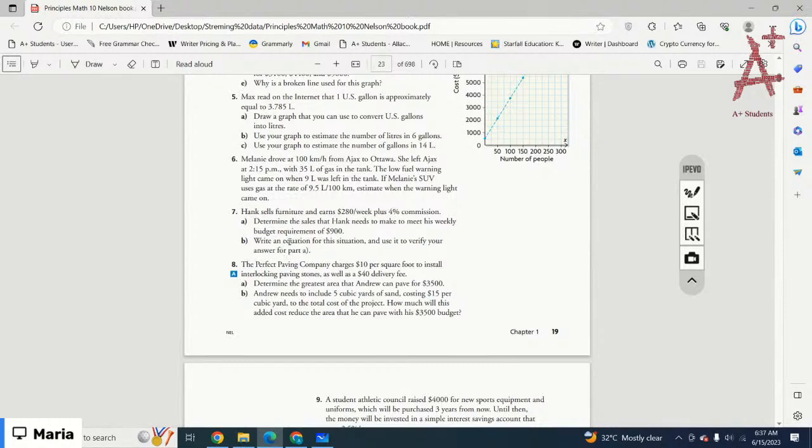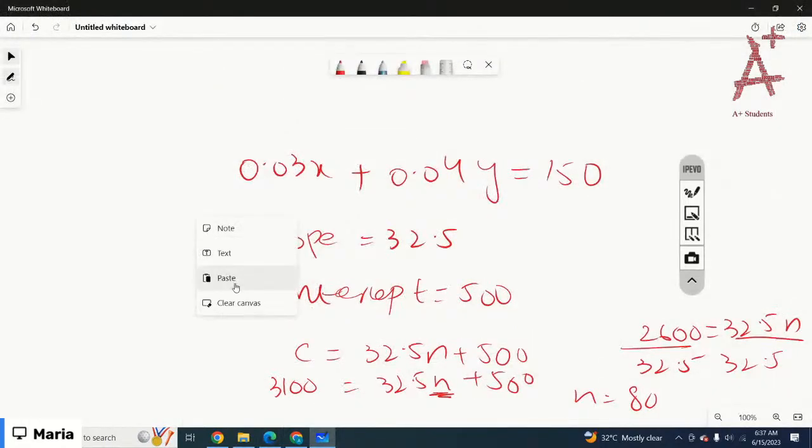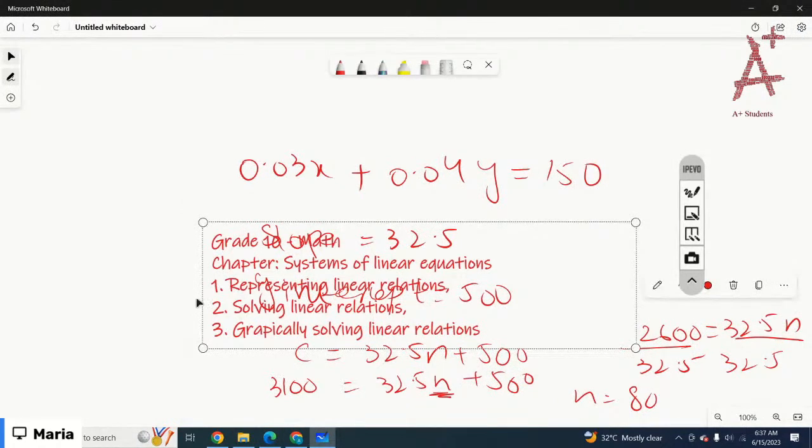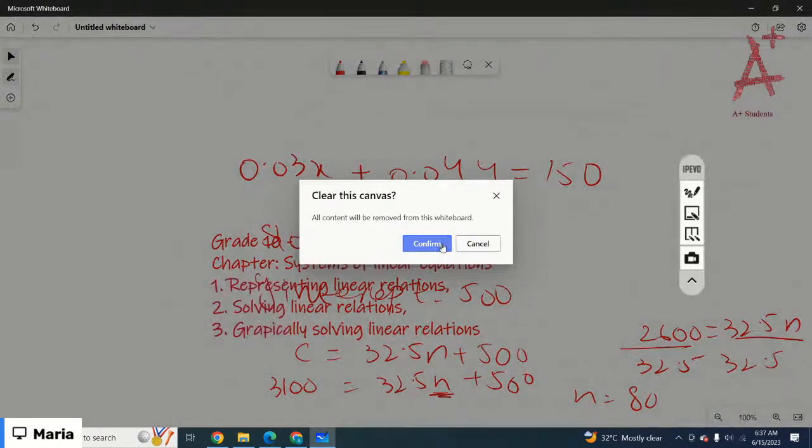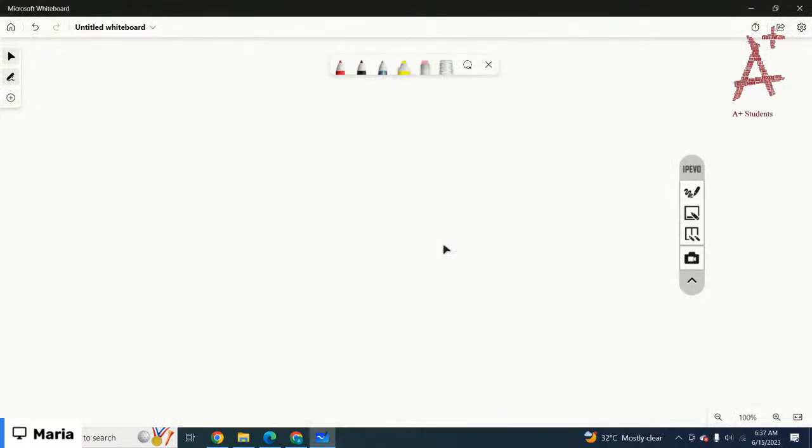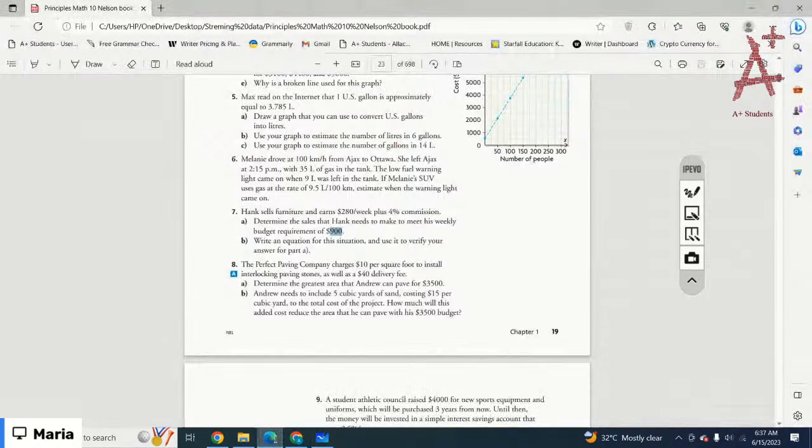Okay, so basically we need to determine the sales that Hank needs to make to meet his weekly budget requirement of 900. Got it? So that means he earns $280 per week. Got it? And he weekly needs 900. The difference between the money is 900 minus 280. So 900 minus 280 is $620. That means 280 is the amount he earns per week. 4% is the commission. That means his commission would need to be $620 to meet 900. Got it?